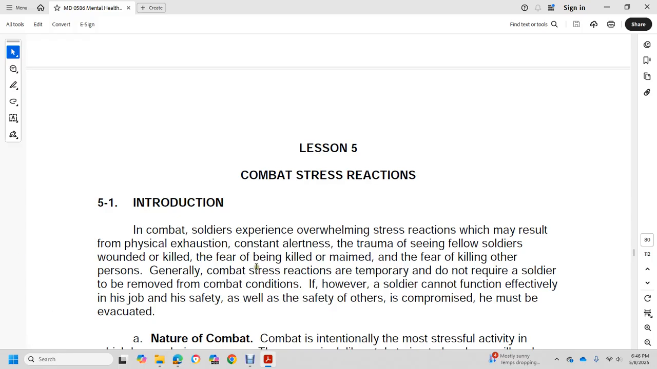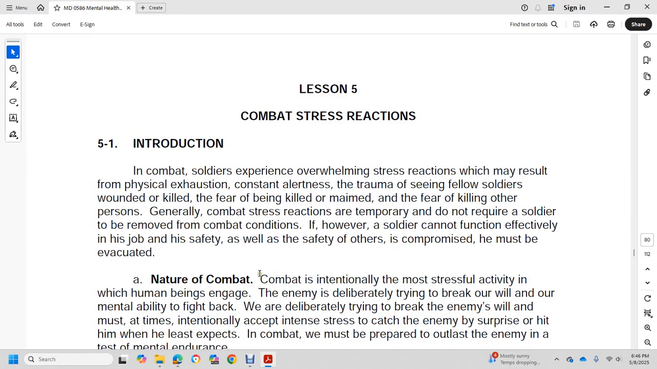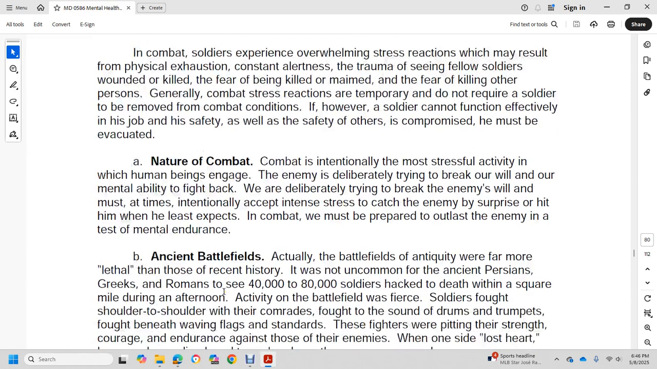The nature of combat is essentially a stressful activity in which humans engage an enemy who is deliberately trying to break their will, or their mental ability to fight back. Soldiers in turn try to break the enemy's will, and at times intentionally apply infinite stress to catch the enemy by surprise or hit him where he least expects. In combat, we must be prepared to outlast the enemy and test his mental endurance.